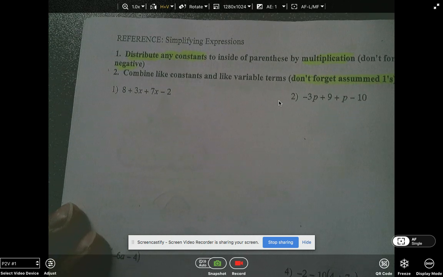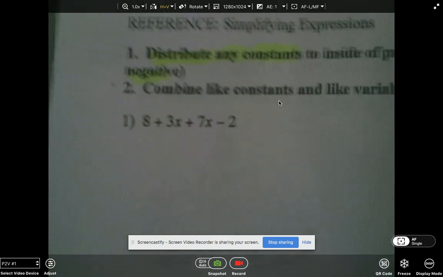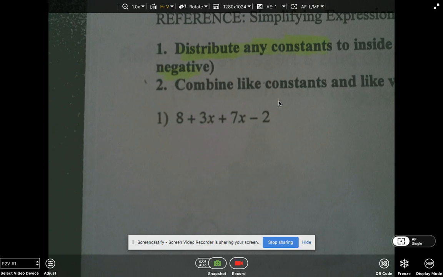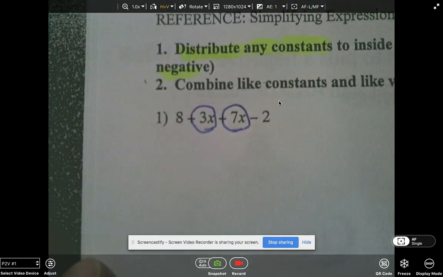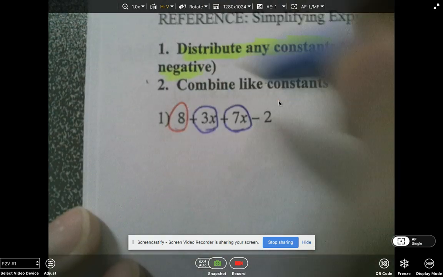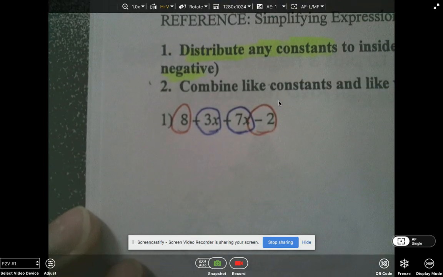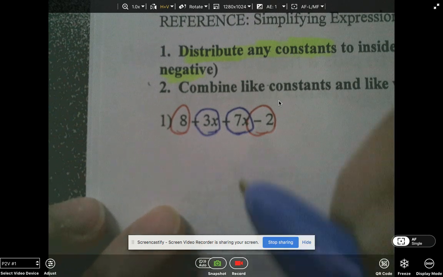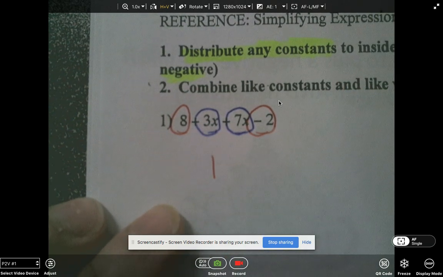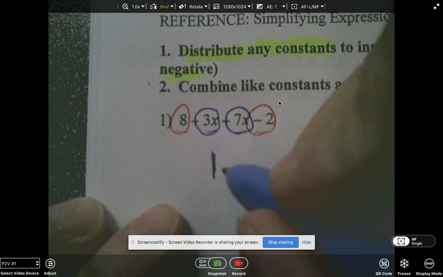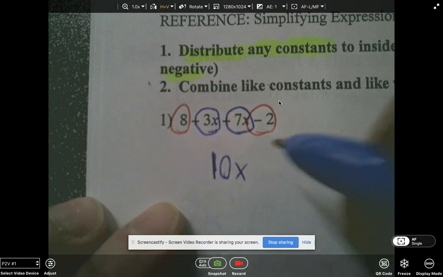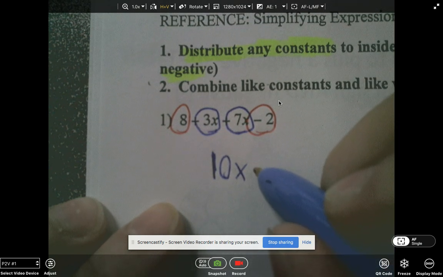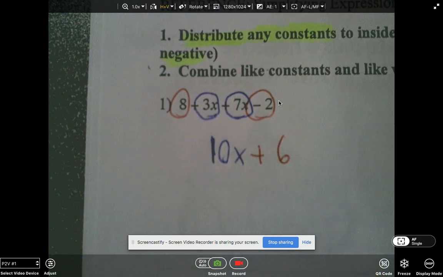So let's go ahead and do the first one. So there's no distributive property. Raise your hand. Is there anything I can combine? Yep, so hopefully you said 3x and 7x. And I can also combine 8 and negative 2. When I combine my variables, what do I get? So this would be 10x. Copy this down if you don't have it yet. And then for my constants, I would get what? Plus 6.